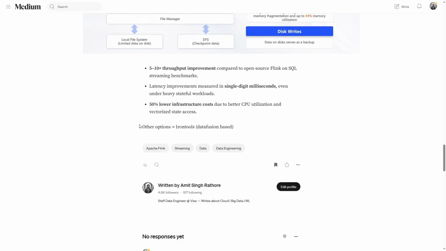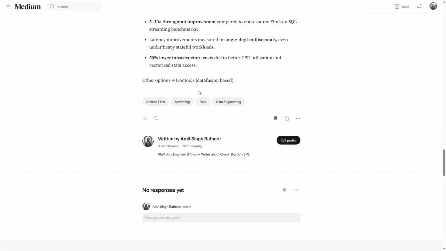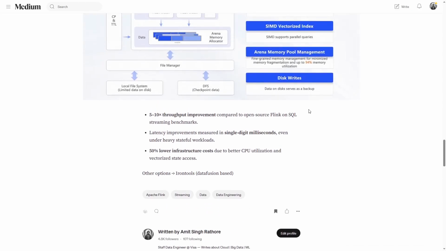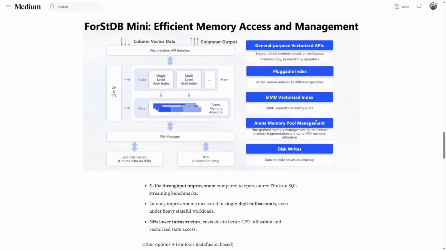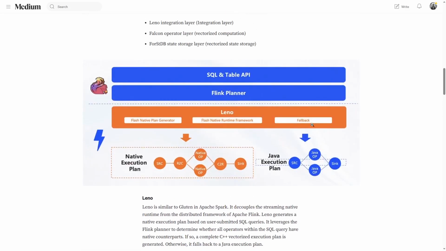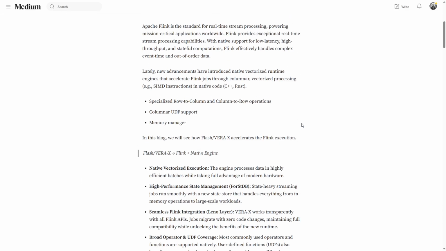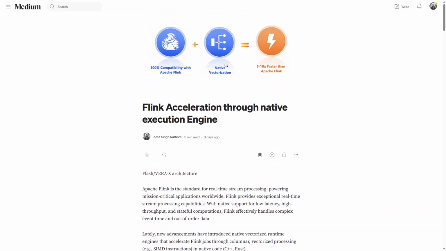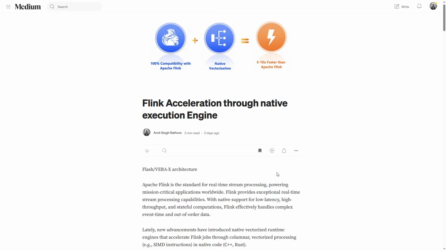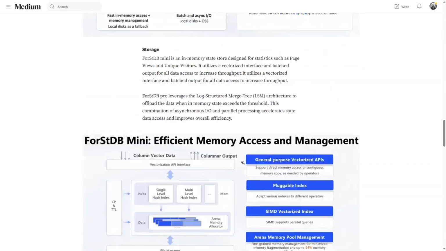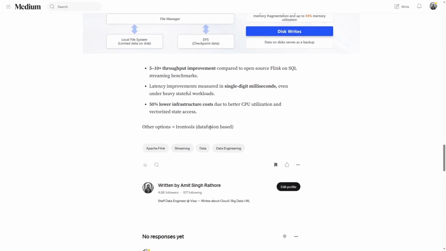There is another project called Iron Tools, which is based on DataFusion, which is not open source. VERA-X is also not open source. It is a Fabrica platform. This also is not an open source project. It's a proprietary product from one guy who was probably working with Flink a lot earlier, and then he found that we can do this similar to what Spark Gluten and DataFusion Comet implemented. He also tried to implement this for Flink using the DataFusion layer itself.